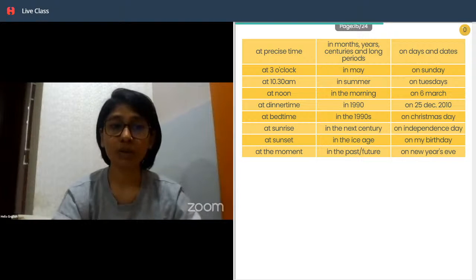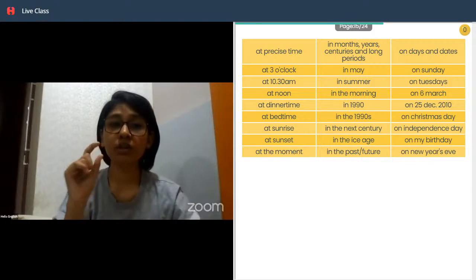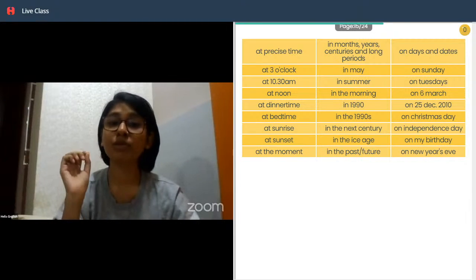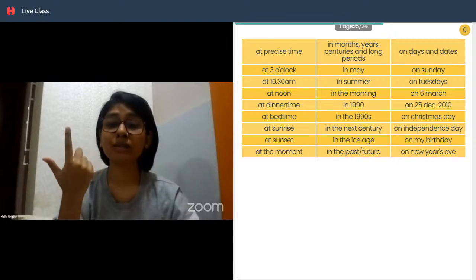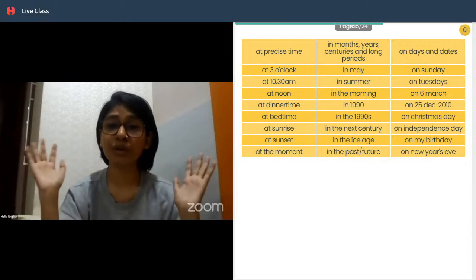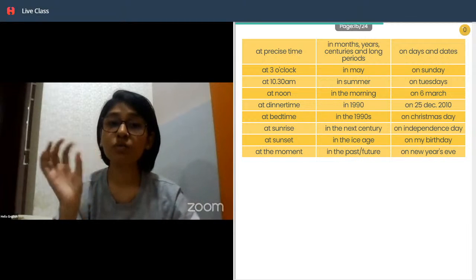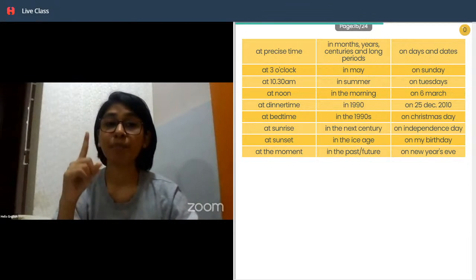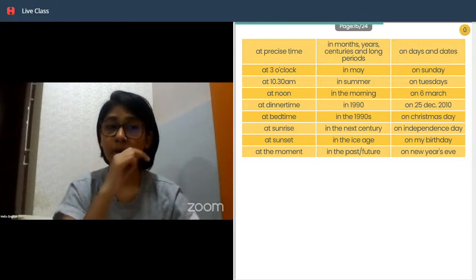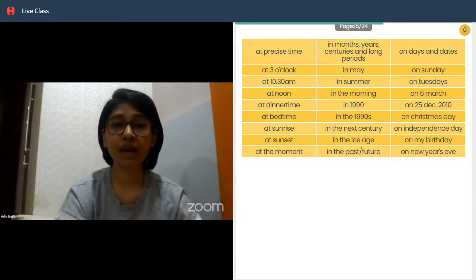Now, why don't you read out the first three examples in the table? Okay. Start with at. So see what's written in the first boxes, all three boxes. At is used when we are talking about a precise time, a fixed time, a specific time. Okay. In is used when we are talking about months, years, century, long periods. All right. And on is used again specifically when we are talking about some particular day or some particular date. All right. Now read out the first three examples. Start with the first one, at.